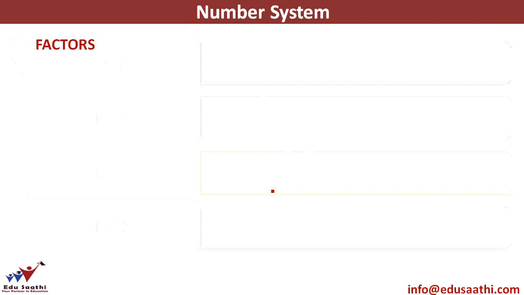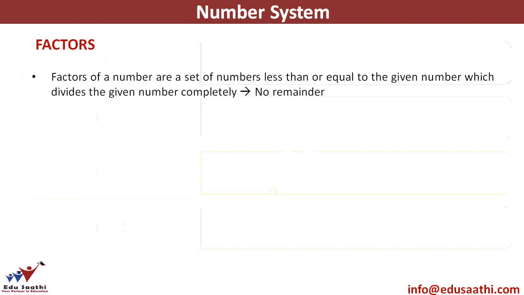Let's move ahead and look at the concept of factors. Factors of a number are a set of numbers which are less than or equal to the given number and which divide the given number completely. Completely means there's no remainder left out. So let's look at the number 6.